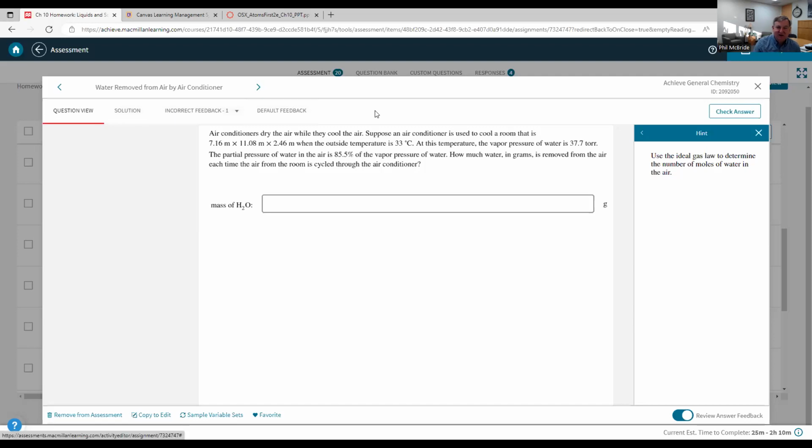Looks like a nice complicated question. So let's write down the information that we know. It looks like a gas law problem because we're talking about air. So we have pressure, volume, moles, R, and T.